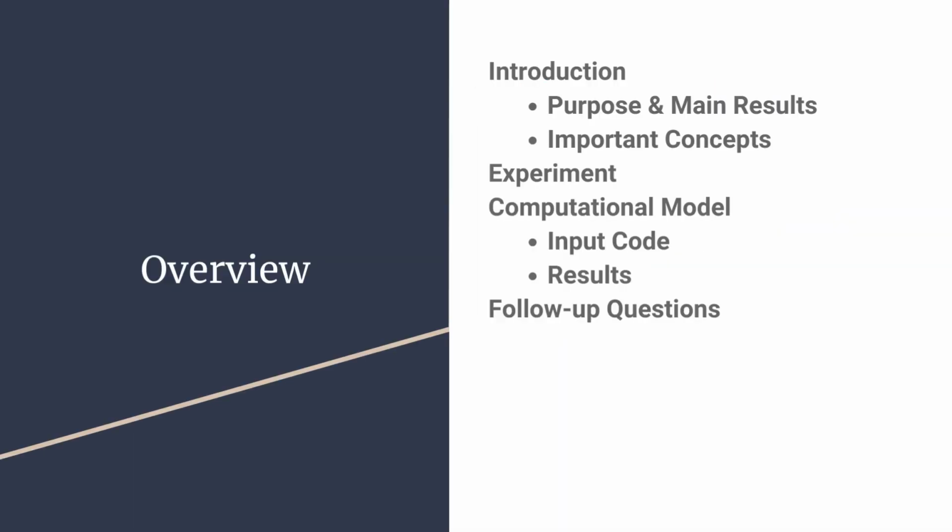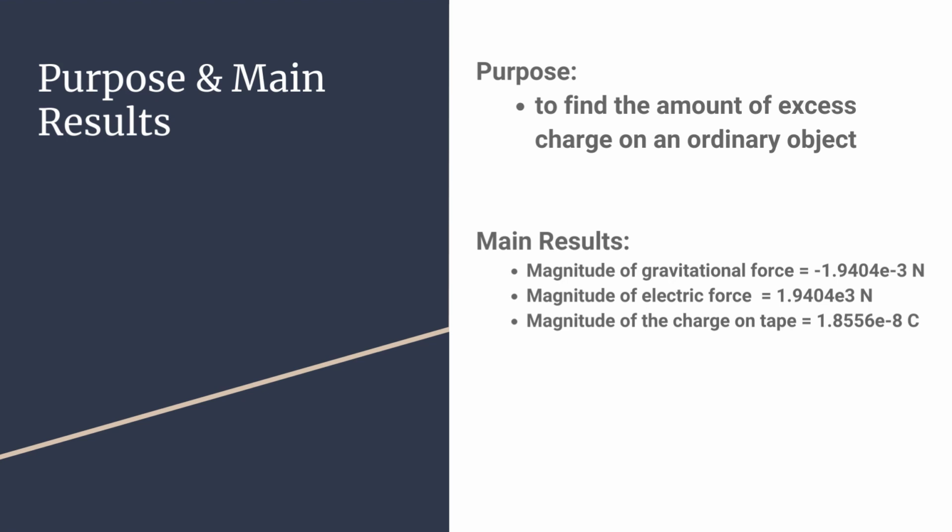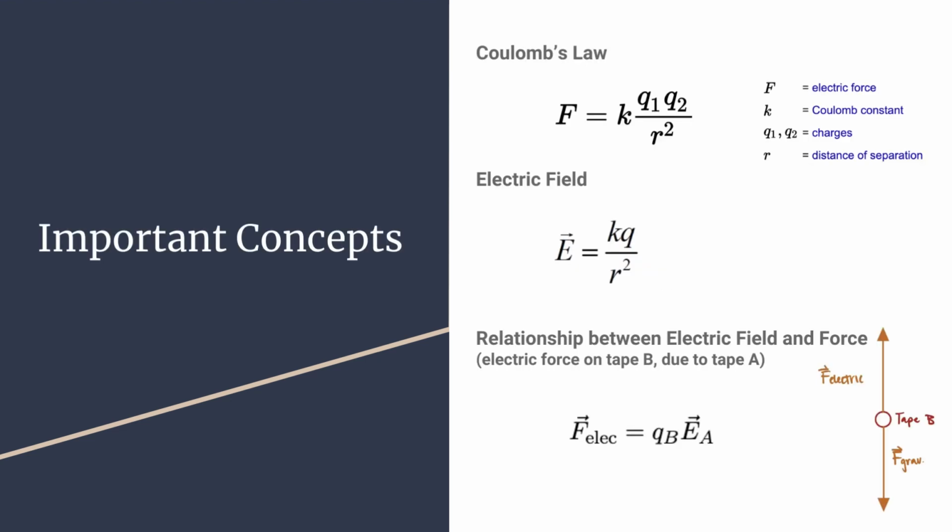To begin this presentation, I'll go through an overview of the contents. First, I'll run through an introduction, including the purpose and main results, as well as important concepts. I'll go over the actual experiment, the computational model made via GlowScript, as well as some results which come out of that, and I'll end the presentation with some follow-up questions. To be very concise, the main purpose of this lab is to find the amount of excess charge on an ordinary object. These are the main results from the lab, but we'll obviously dive deeper into them later.